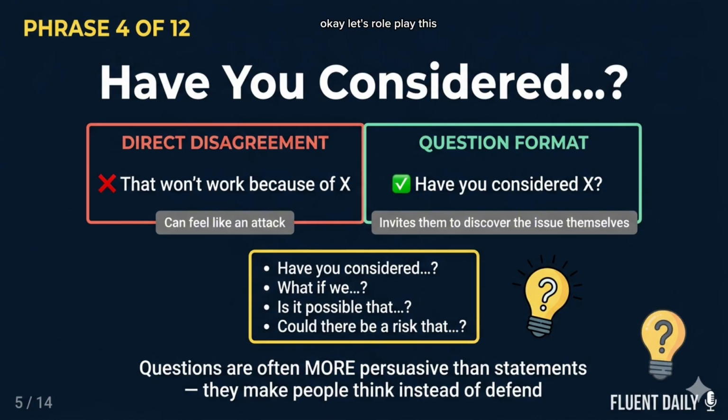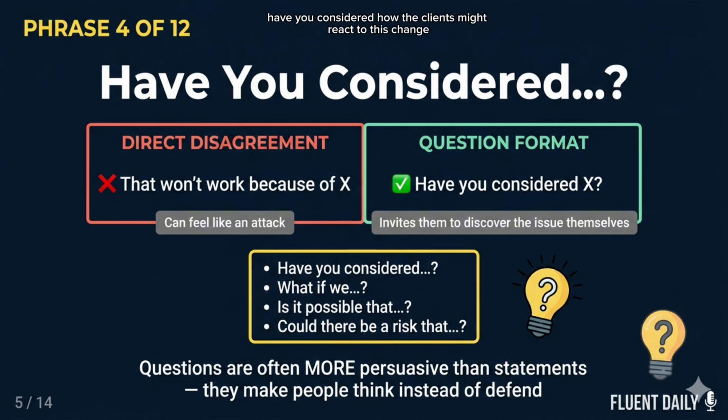Okay, let's role play this. Imagine I'm pushing for us to launch a software update on a Friday afternoon, which is notoriously a terrible idea in tech. I definitely wouldn't tell you it's a terrible idea. I would just look at you and ask, have you considered what happens if the launch gets delayed and we need IT support over the weekend? Ah, I see what you did there. I'd have to say, oh, right.